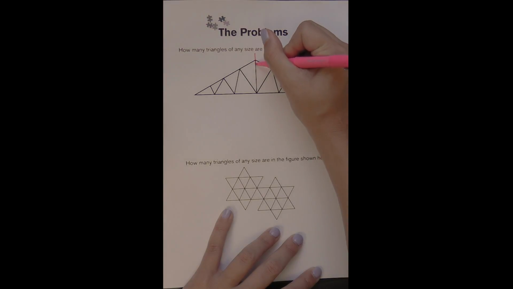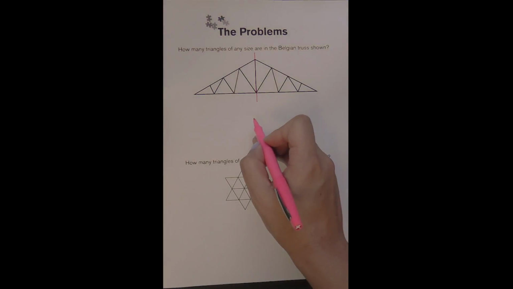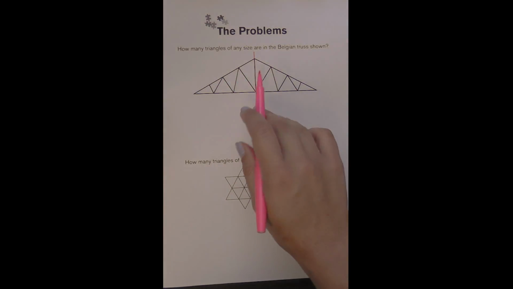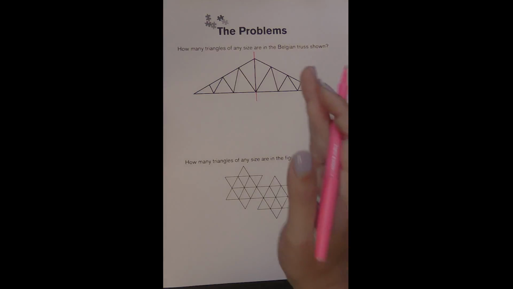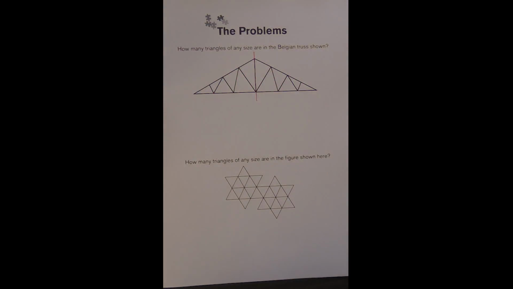a symmetrical figure. So what I'm going to do is just divide it right down the middle to start, because I'm going to realize that whatever I count over here can just be doubled. It's going to occur over here as well. So we're going to start by counting the triangles only on this side and then doubling them to get the triangles on this side.